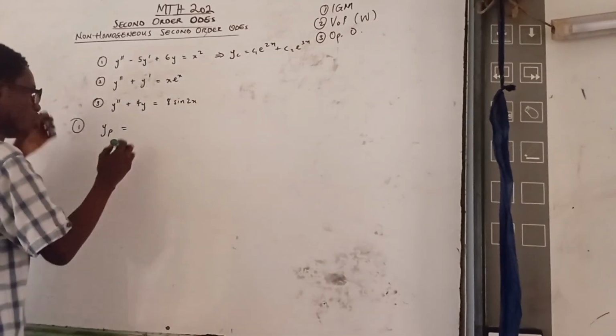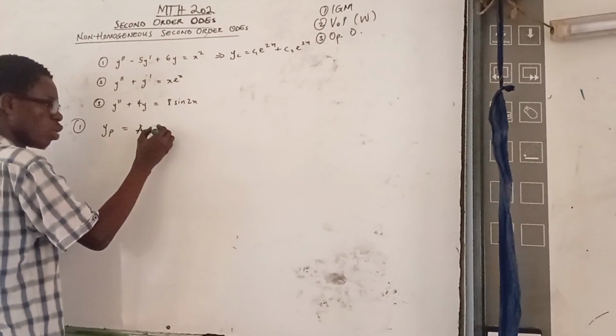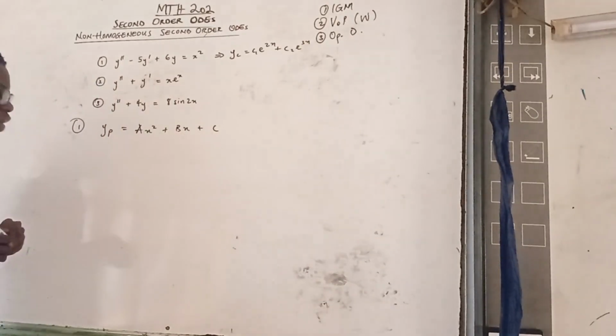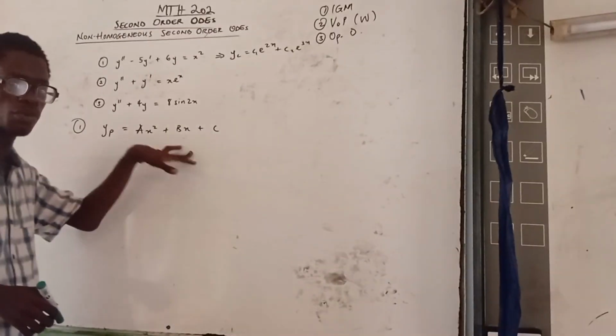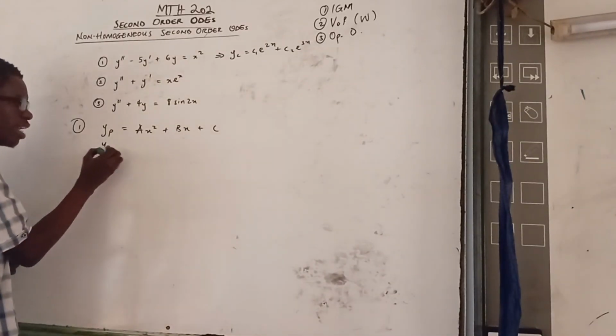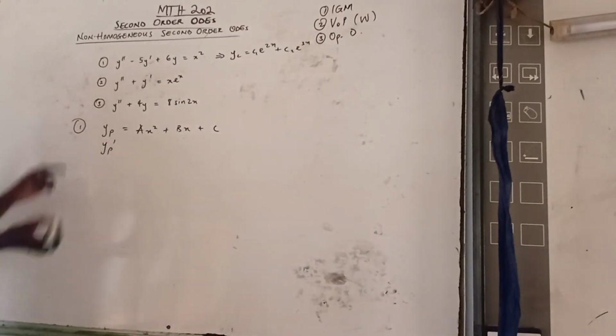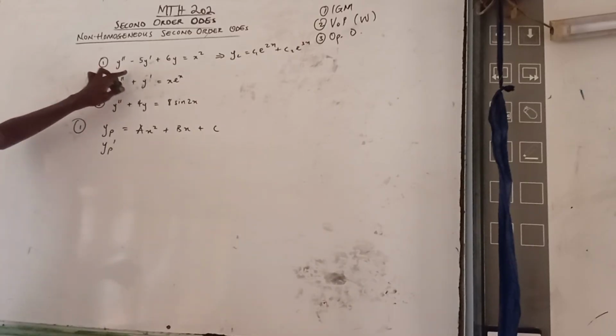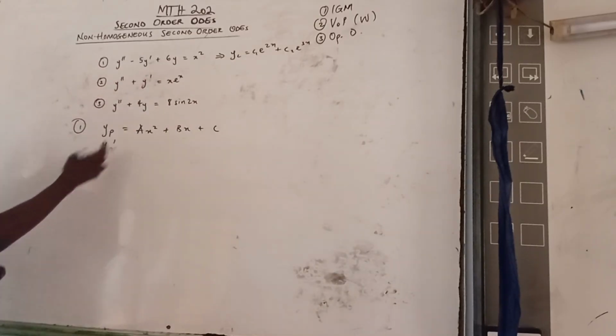x squared, which means we are going to use ax squared plus bx plus c, till we get to our constant. Ax squared plus bx plus c. So what do we do? We differentiate these as many times as the order of the derivatives. This is a second order differential equation, so we have to differentiate twice.